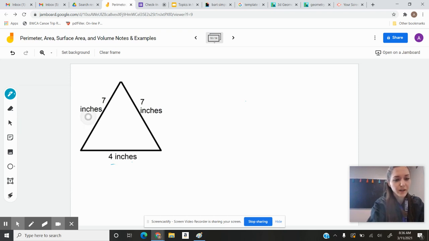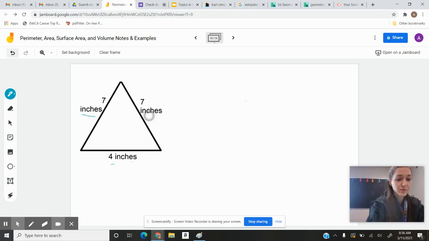So if it's a triangle, you're adding up these 3 lengths. If it was a square or a rectangle, you would add up the 4 lengths. If it was a weird shape that looks something like this, as long as they are all straight lines, you would just add up all of these lengths, and that would be your perimeter. It's the lengths of the outsides.